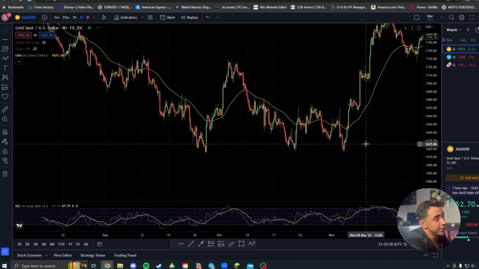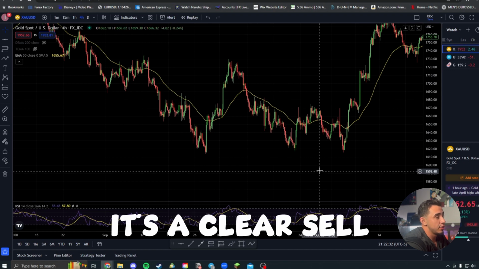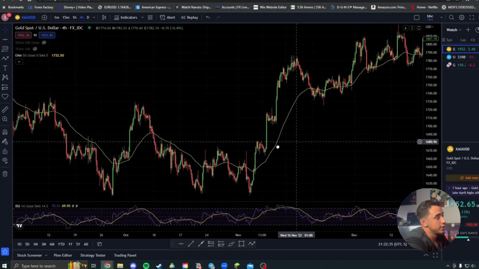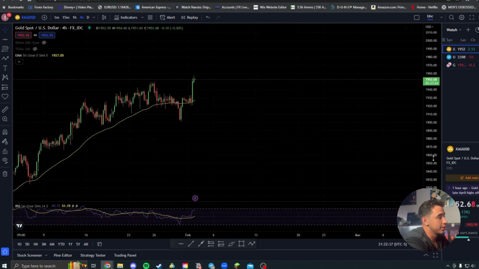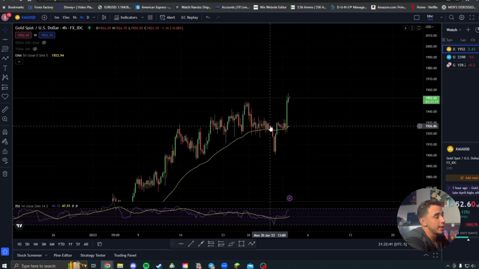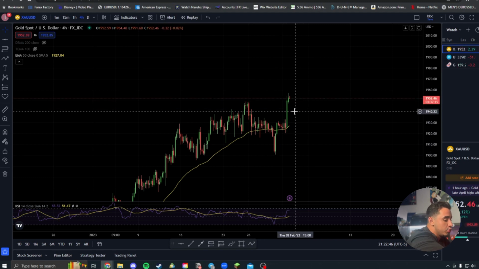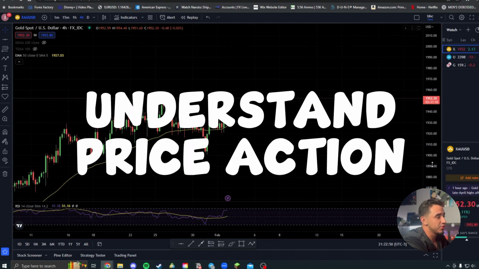You're going to see that when price trades below this 50 exponential moving average, it's a sell. It's a clear sell. Now, you are going to have instances like this one right here where price completely broke through it and didn't sell off. It actually went back in for a buy. Now, what you want to do to make sure this doesn't happen to you is understand price action.